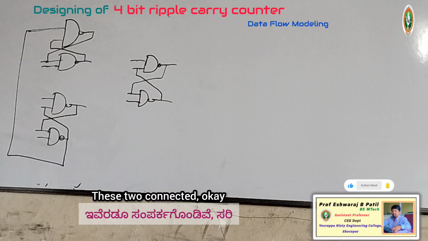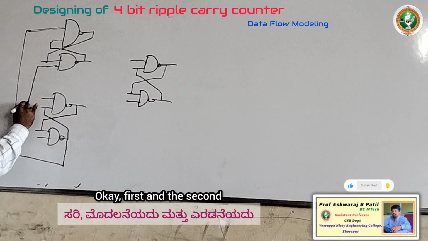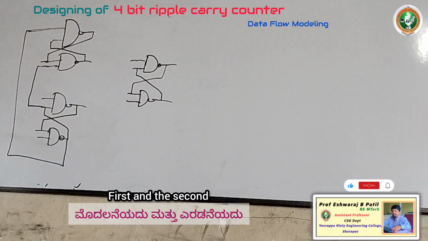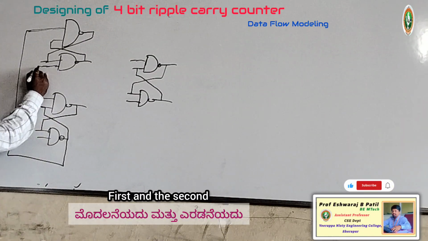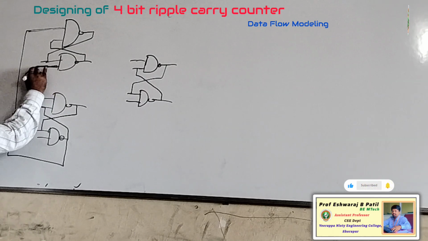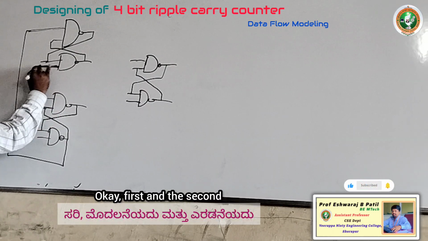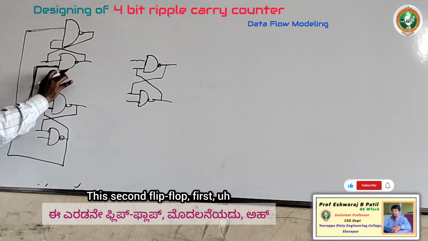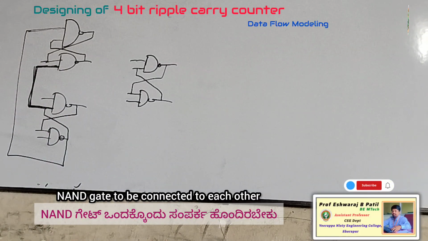these two are connected to each other, the first and the second. The second flip flop and the first NAND gate are to be connected to each other.